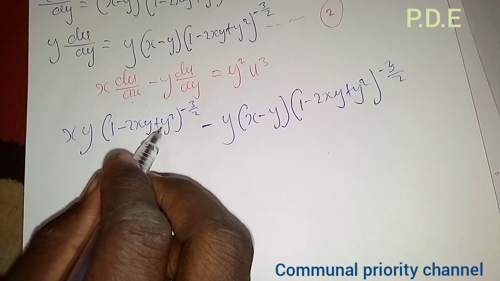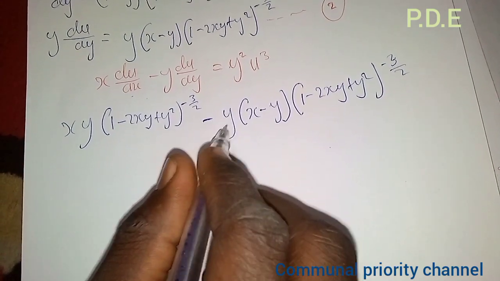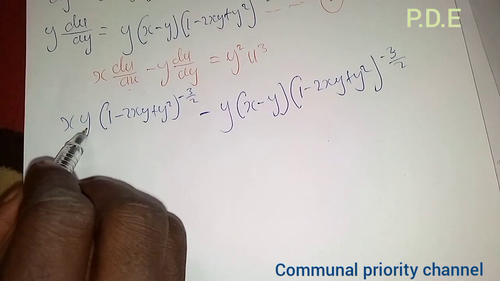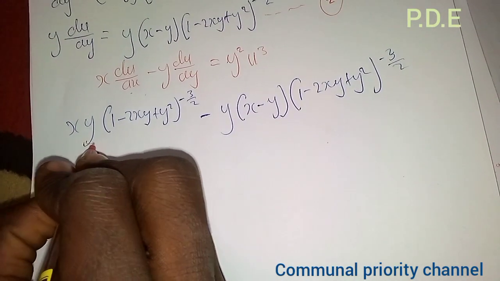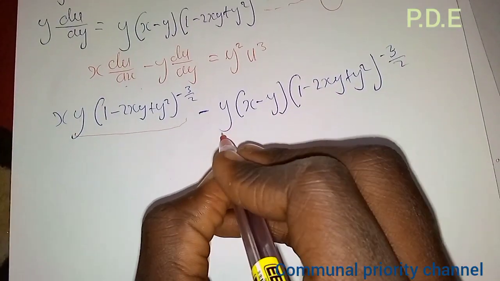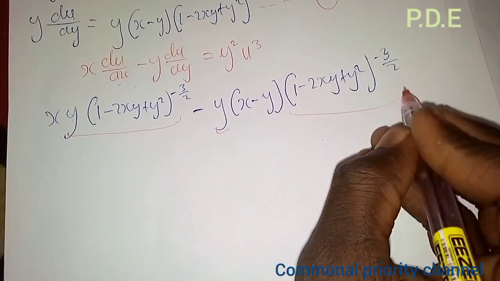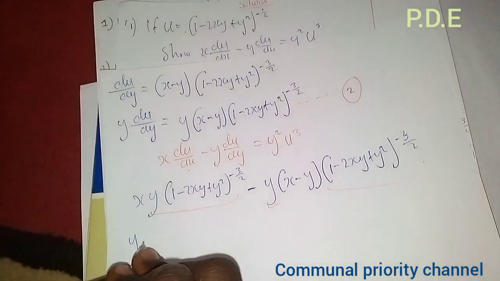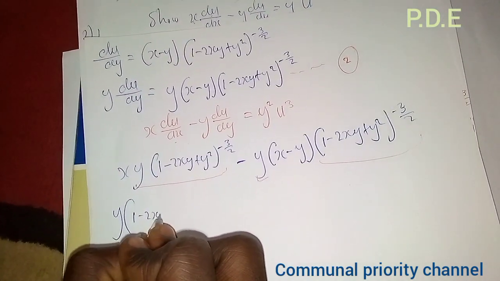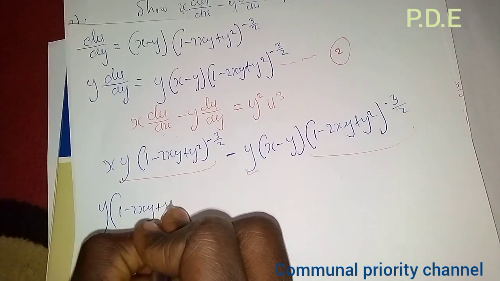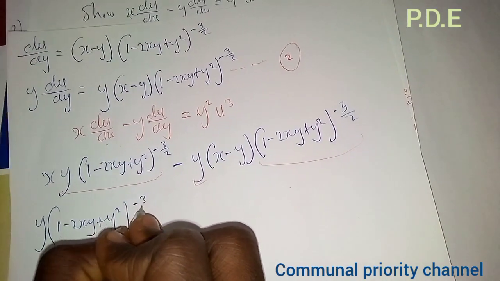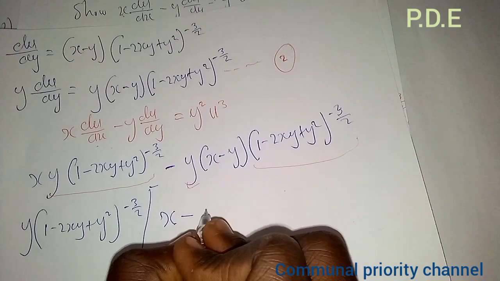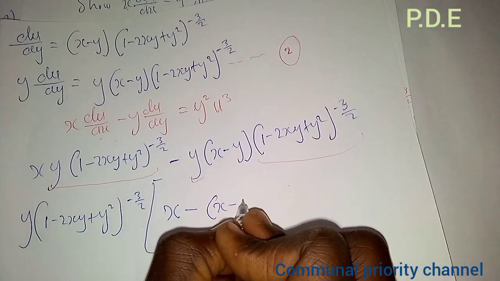So if you see clearly, y, open bracket, 1 minus 2xy plus y square, and y, 1 minus 2xy plus y square are common from both sides. We have it here, and we also have y here, and we have the same thing here. So we can just factor them out. This will be written as y open bracket 1 minus 2xy plus y square to the power of minus 3 all over 2 into our x minus open bracket x minus y.